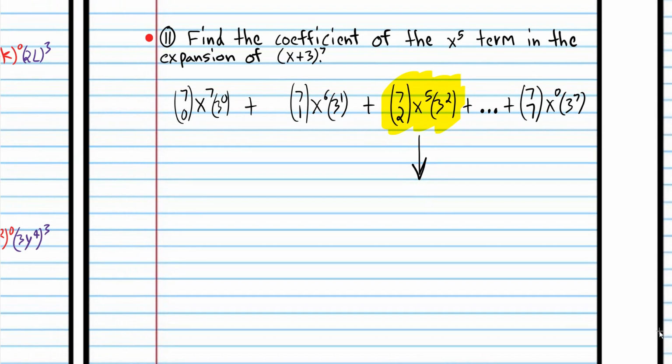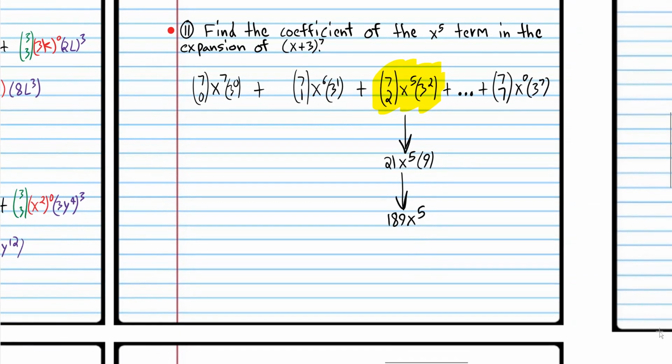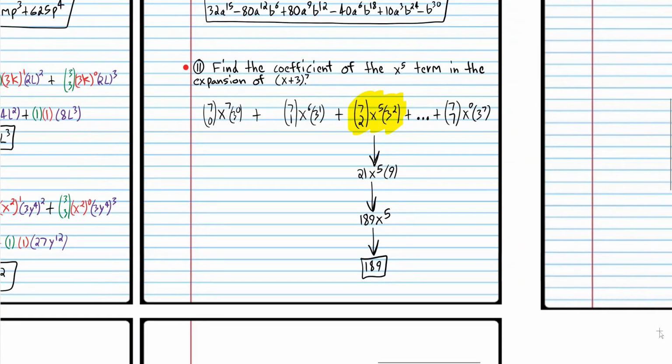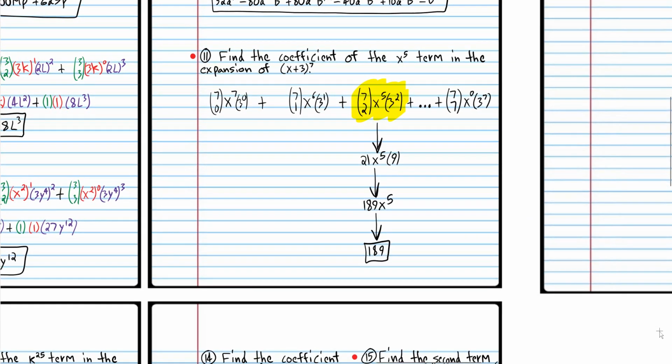So 7 choose 2 is equal to 21, and 3 to the 2nd power is 9. 9 times 21 is 189. And so the coefficient of the x to the 5th term is 189. So there you go.